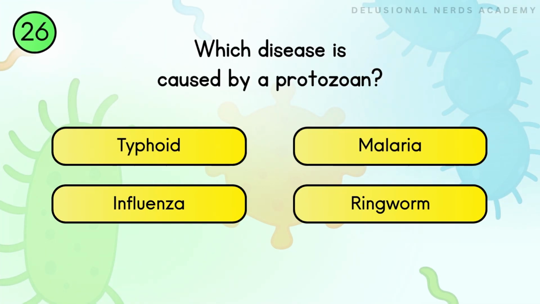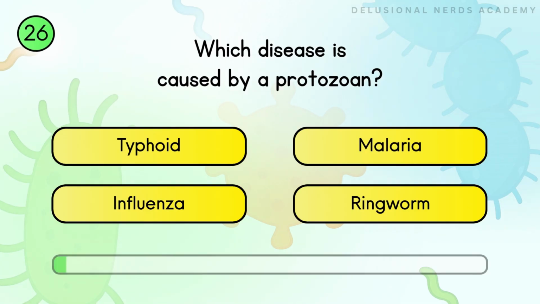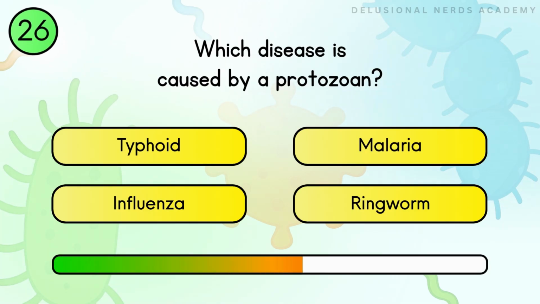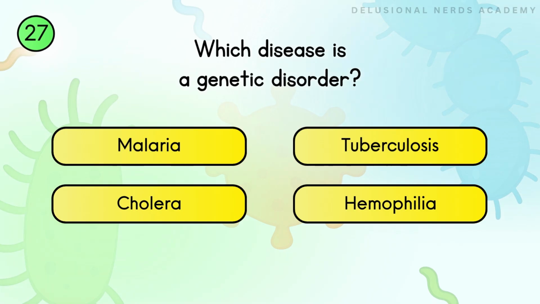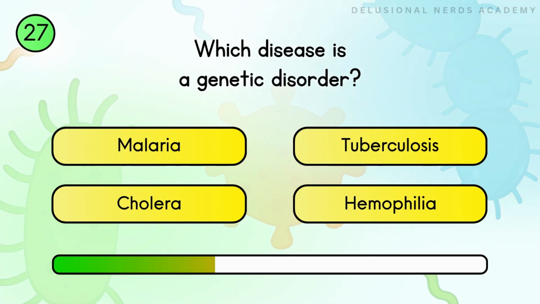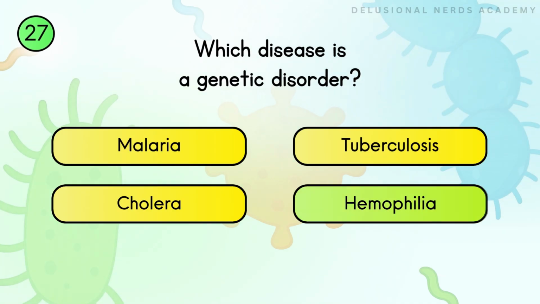Which disease is caused by a protozoan? Malaria is caused by Plasmodium, which is a protozoan. Which disease is a genetic disorder? Hemophilia is inherited through genes.